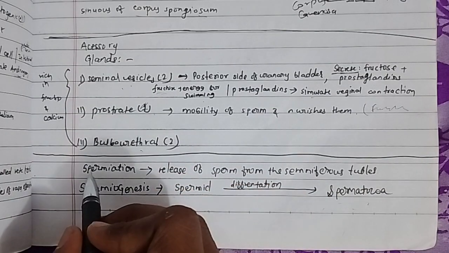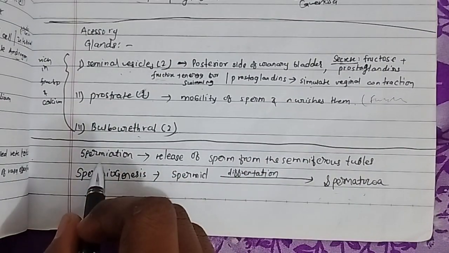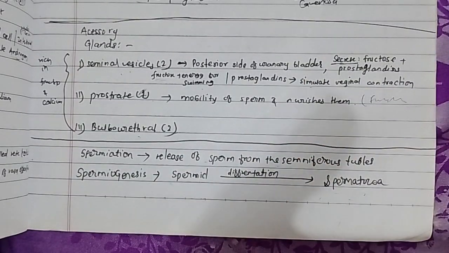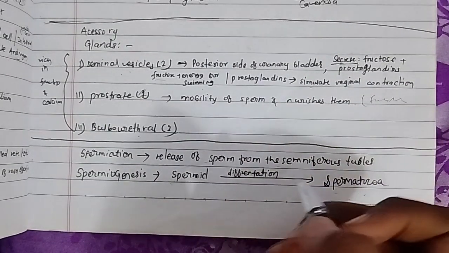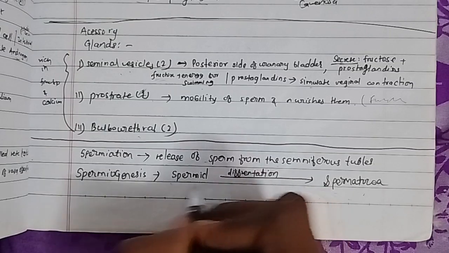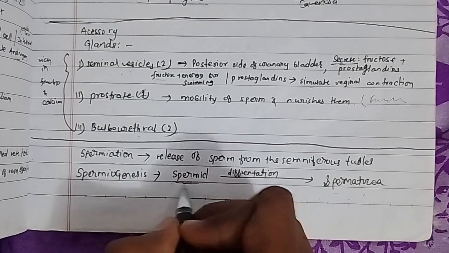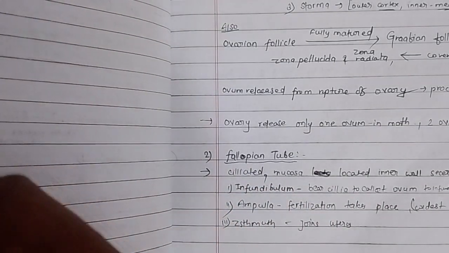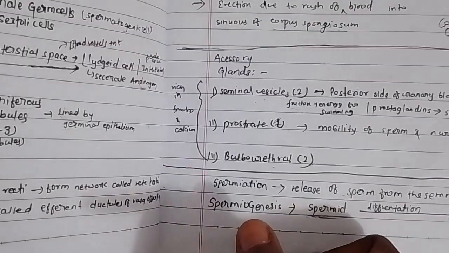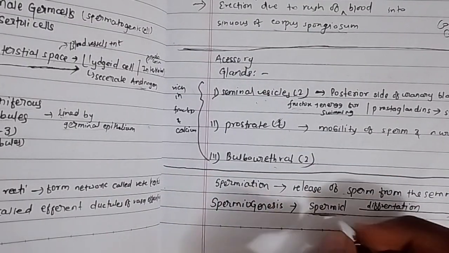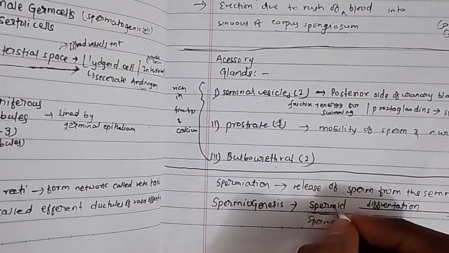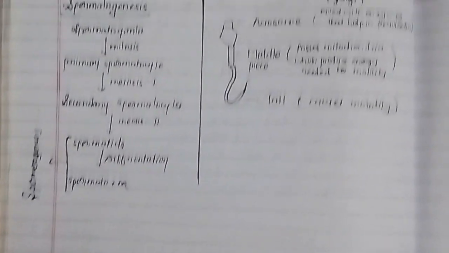Anyway, here come very tricky questions. If someone asks you what spermiation is, it's the release of sperm from the seminiferous tubule. Whereas spermiogenesis is the differentiation of spermatid to spermatozoa. Sorry, I just forgot to say something. This is spermatid. There's a mild spelling error. It doesn't matter. So we're at the end.